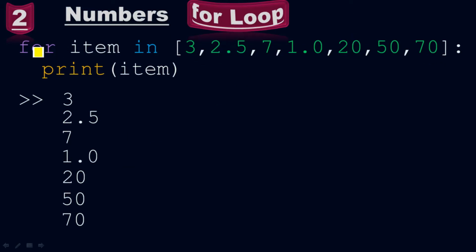So the for loop iterates on each and every single item. First it iterates on 3 and shows it here in the output. Then it iterates on 2.5 and then 7 and then 1.0 and then 20 and then 50 and then 70. It iterates on each and every single item. They will be shown in the output in the drop-down pattern. So this is one way to demonstrate your program. You can also use the second method to write this program.